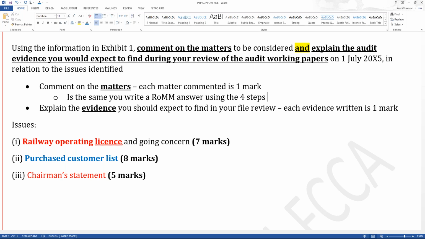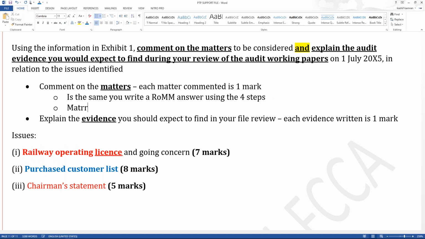The first step was materiality, then the accounting treatment, then the risk and impact. So the examiner was saying that in the same way you write a ROM answer, you will be writing the comment on the matter answer in case the question comes on evidence. I hope you're all clear on that. Now what to do? In the same way you write a ROM answer using the 4-step model, you will have materiality as a matter, accounting treatment as a matter, risk as a matter, and the impact on financial statements as a matter, because they were basically the 4 steps.